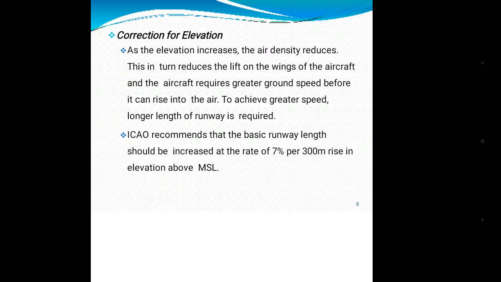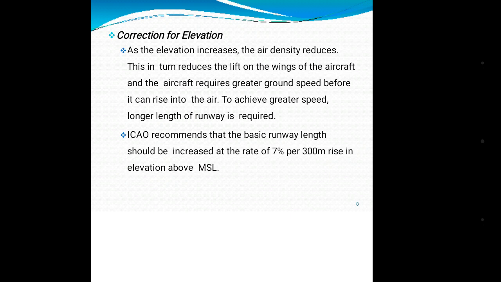Before calculating the basic runway length, one has to apply corrections, and there are different categories of corrections. We are going to discuss them one by one. First is the correction for elevation. As the elevation increases, the air density reduces. This in turn reduces the lift on the wings of the aircraft, and the aircraft requires a greater ground speed before it can rise into the air. To achieve the greater speed, a longer runway length is required.